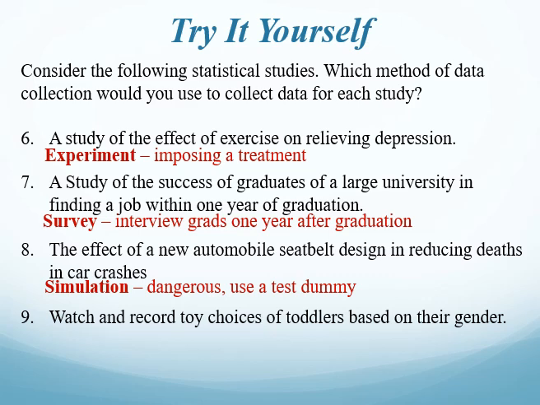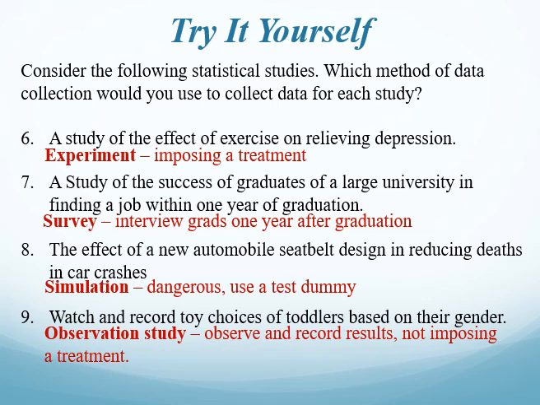Okay, number 9. Watch and record toy choices of toddlers based on their gender. So we would record the toddlers, maybe looking through a two-way mirror, and watch toddlers in a room and look at their gender and the toys they pick up and make a study of that. So this is an observational study, right? We're not giving them things or making them do things. We're just sitting back, watching and recording what toys they pick up based on their gender. Does the gender predict what toys they would pick up?